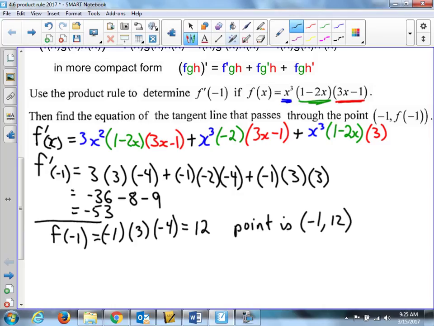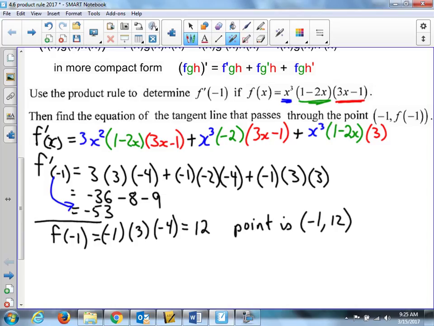Okay. Now if I plotted that function, -1 comma 12 is a point on that function, the original f of x function before the derivative. Now we have a slope machine. It's called a derivative. It spits out slopes of tangent lines. We've already figured it out. It's -53.